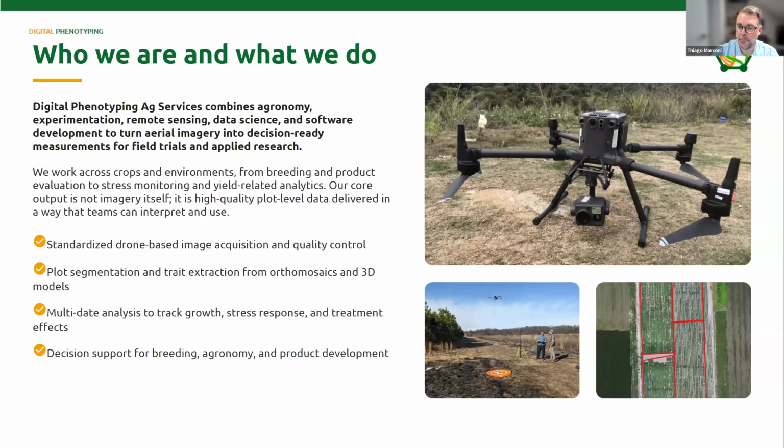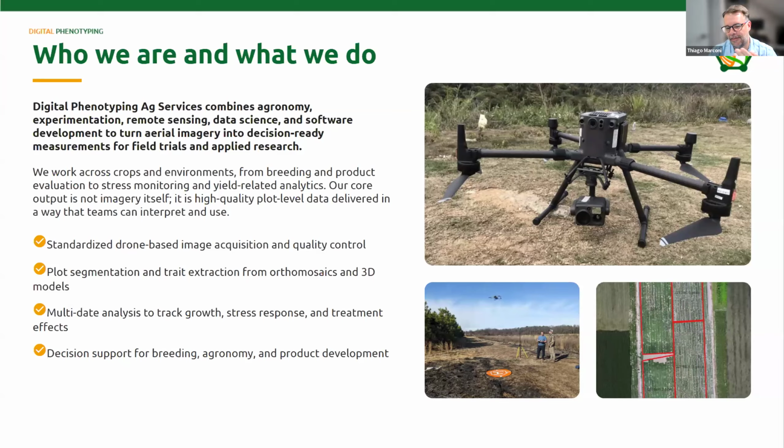Then later we do plot segmentation. We're talking about very small plots in research sites that we extract data from. Images coming from drones with resolutions from 1 to 3 centimeters are perfect to extract data from even single plants to small plots. And then we can extract any trait that we are looking for.